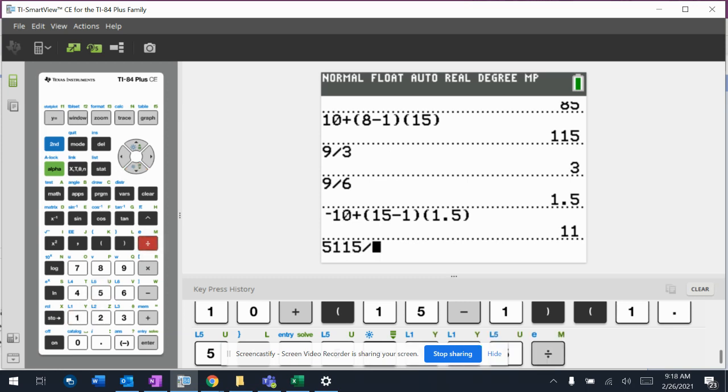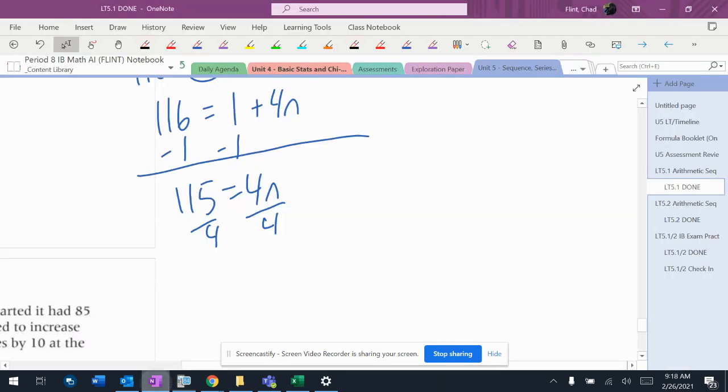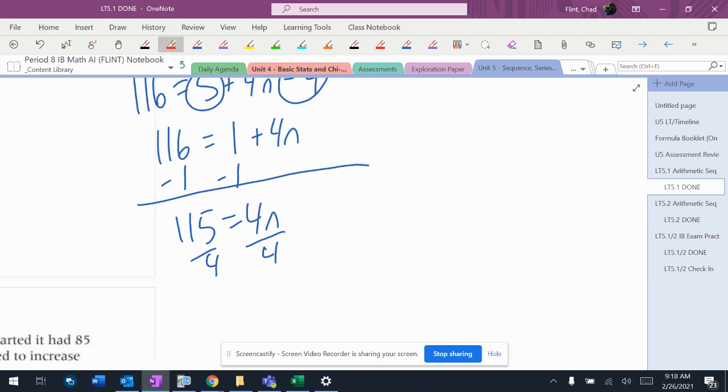1/15 divided by 4. That's not the right answer. 1/15 divided by 4 is 28.75. So n equals 28.75. Now, you might think to yourself, what does that even mean? Okay, these n values must be integers.